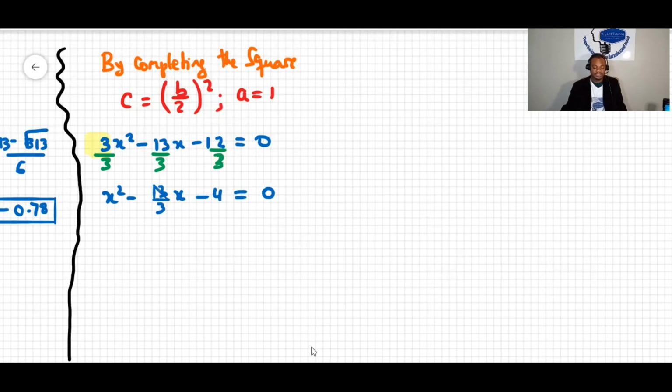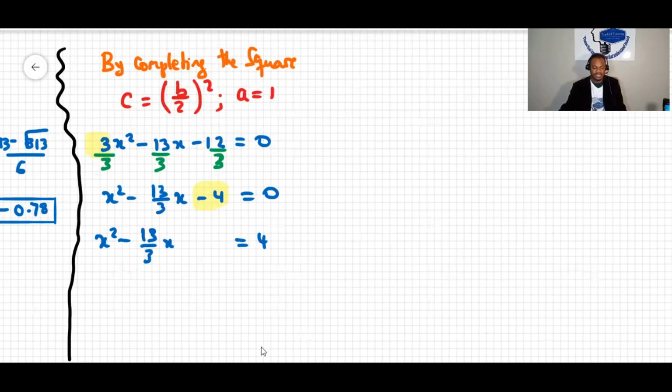Now we want this C value here to be in terms of (b over 2) to the power of 2. But there we have -4. What can we do then? We're going to move the -4 over. That makes x squared minus 13 over 3 x equal to +4. If I move the -4 over, now I need to complete it with a C value that will make a perfect square.